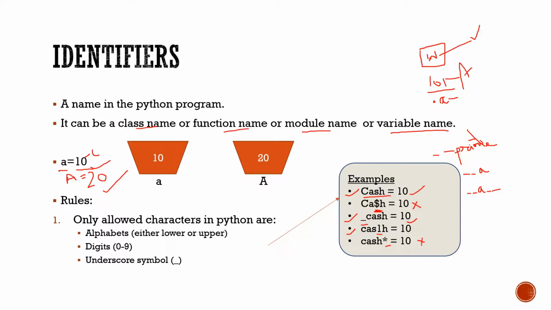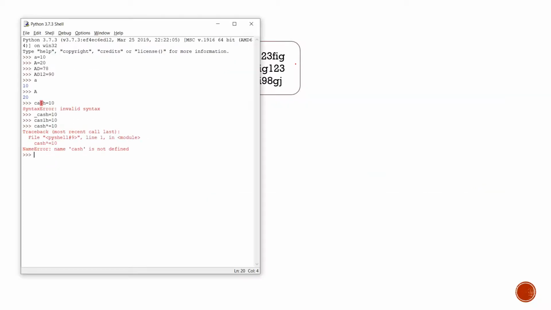Now next point, digits 0 to 9. Is it okay if I write a digit at the first place and not at the second place? We have 3 examples over here. Let us try these. Now if I write 1 2 3 and then FG, it is an invalid syntax.